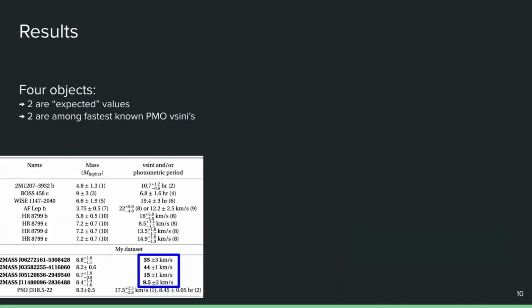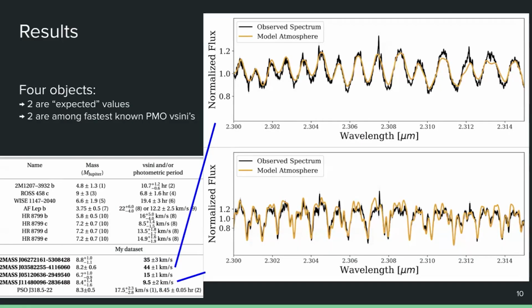Okay. So this is what I measure. These are the 4 numbers that I got. 2 of them, 9.5 and 15 kilometers per second, are about in line with the previous measurements. But we also have a 35 kilometer per second and a 44 kilometer per second rotator. So out of 4 objects, these 2 are among some of the fastest rotating PMOs known. This is under 20 Jupiter masses.